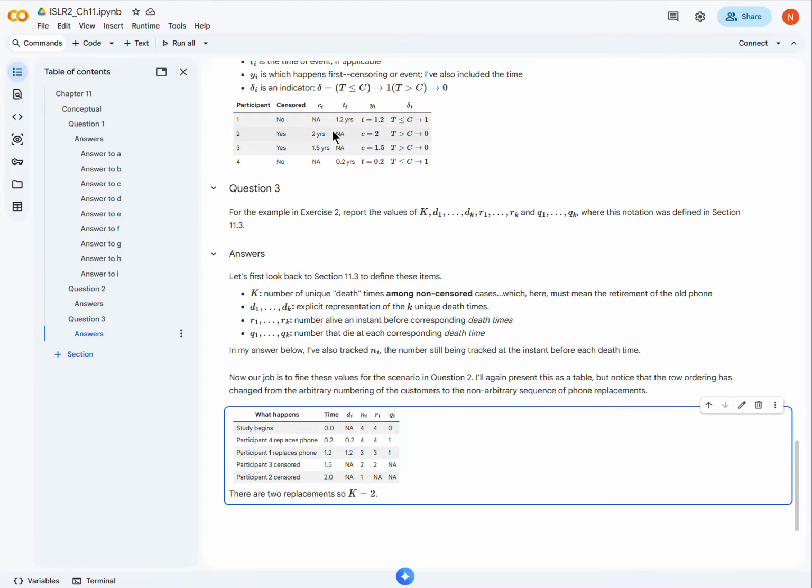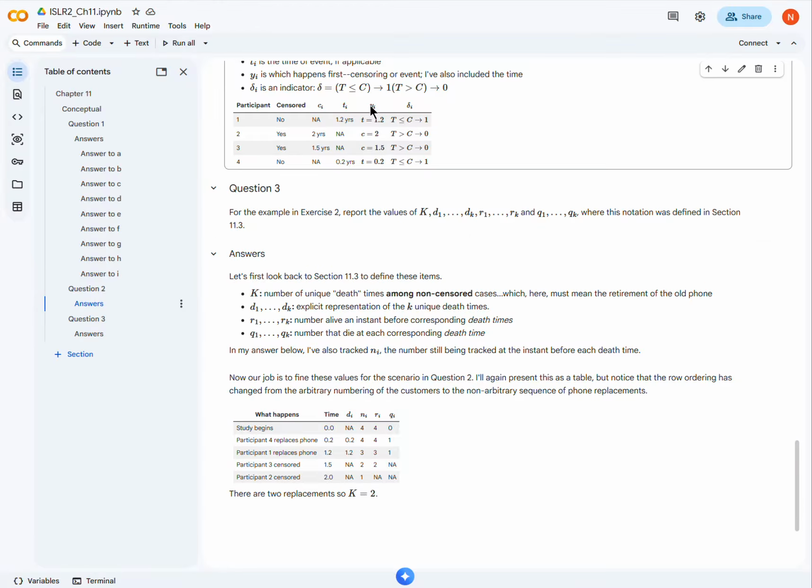And if we go over to the table here, we can see that because the YI, which you can interpret as whether or not the person was censored or they had a death event, shows that there's 2 death events here. Okay, so if that's a little bit unclear, go back and watch the answer for question 2.